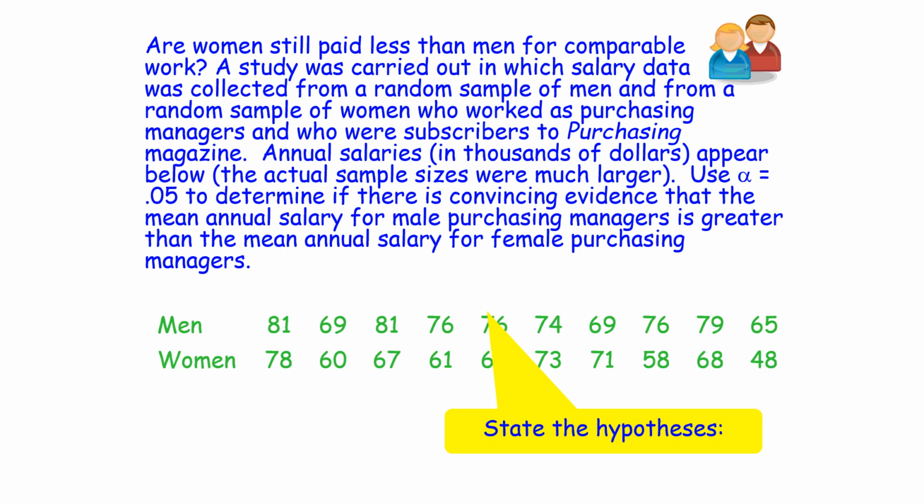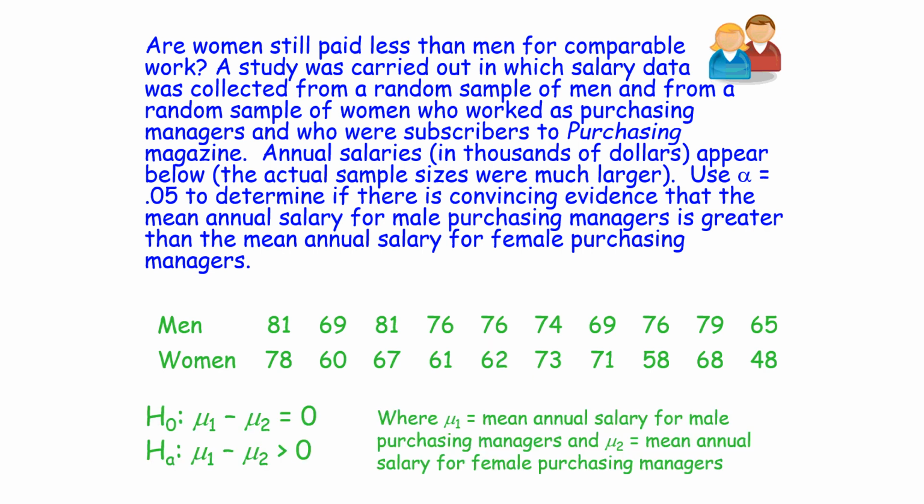So the first thing we want to do is state our hypotheses. Our null hypothesis is that mu sub 1 minus mu sub 2 is 0, and our alternative hypothesis is that mu sub 1 minus mu sub 2 is greater than 0, where mu sub 1 is going to be the mean annual salary for male purchasing managers, and mu sub 2 is going to be the mean annual salary for female purchasing managers. So we're saying our null hypothesis is that there is no difference, and our alternative hypothesis is implying that men are paid more.